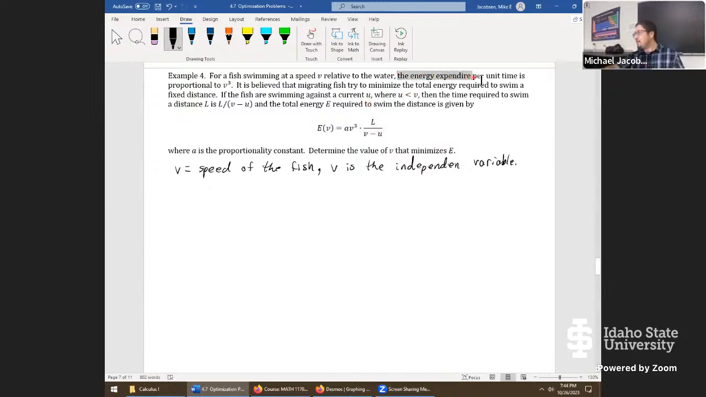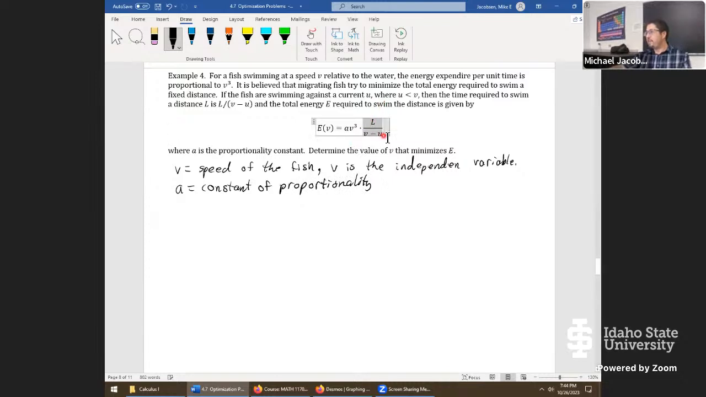It says next, the energy expenditure per unit time is proportional to v cubed. Well, E is that energy expenditure, proportional to v cubed. That's A. A is a proportionality constant. There's the v cubed. So A here is a constant of proportionality.